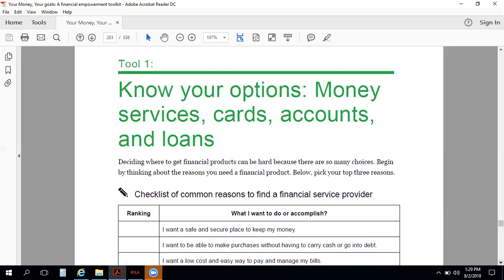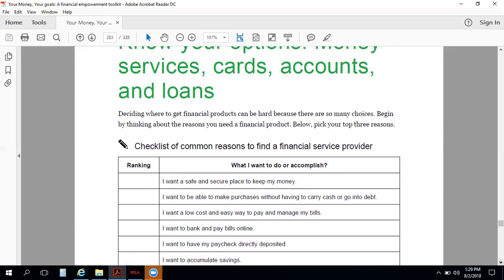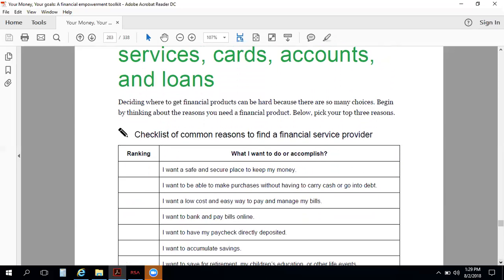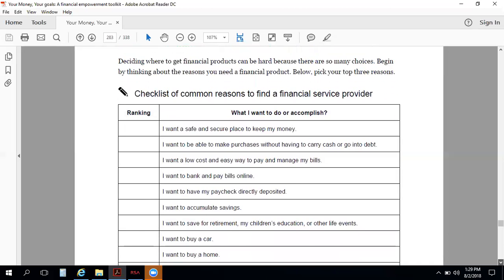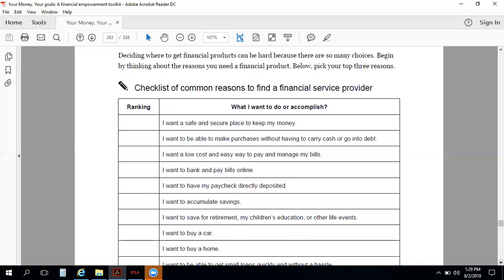So tool number 1 says, know your options: money, services, cards, accounts, and loans. So this is kind of a way for a client to narrow down what their goals are and what services they need to obtain to achieve their goals. And they can rank their goals in terms of importance using this tracking sheet.